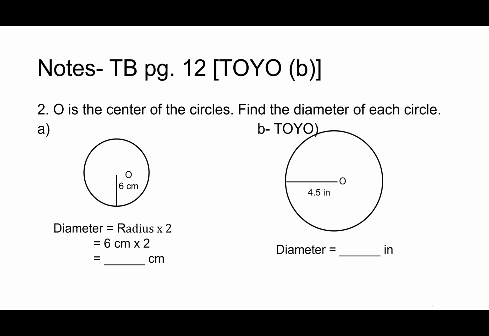Okay, let's do some more really quickly. We'll do one together and then you guys will do the last on your own. All right, O is the center of the circle. In this circle, we have a radius of 6 centimeters. What's the diameter in number 2A? What is it? 12. How about 2B? What's the diameter? 9. Okay, good.